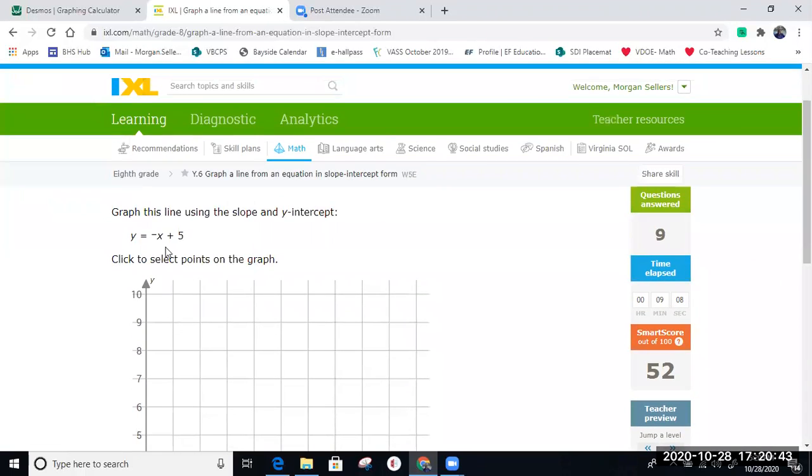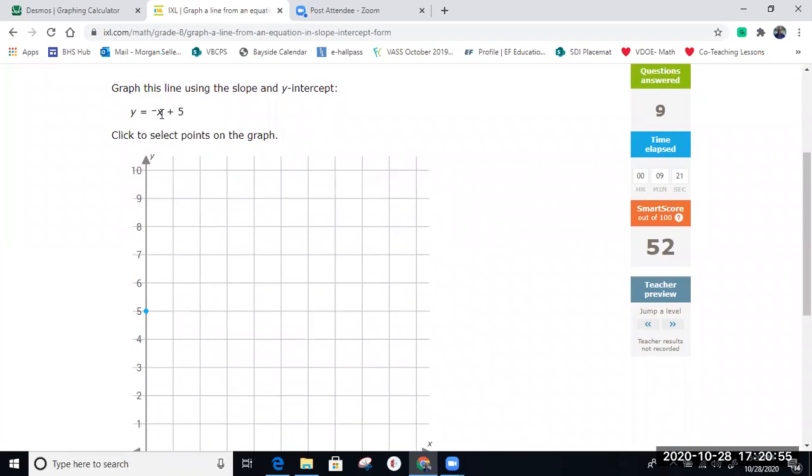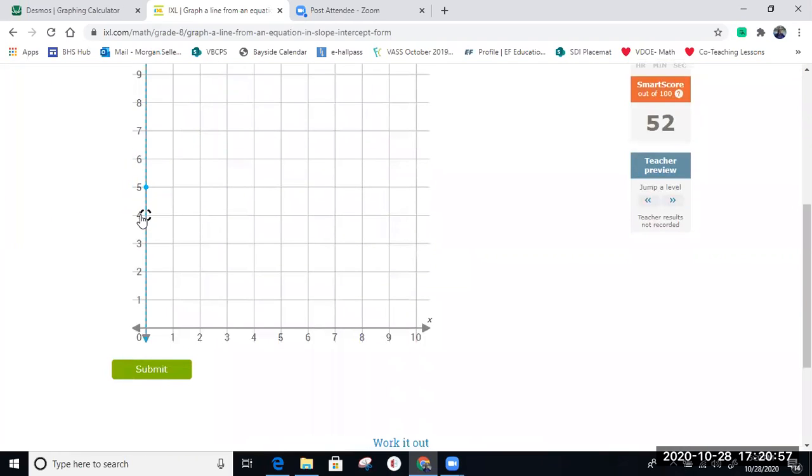All right, so this one, again, when you have a negative x, we assume that is a negative 1. So negative 1 over 1. So we're going to start at 5, and then I'm going to go down 1, right 1. So if you were to continue, like if you had this on paper, down 1, right 1, down 1, right 1, down, right. See, that's your slope.